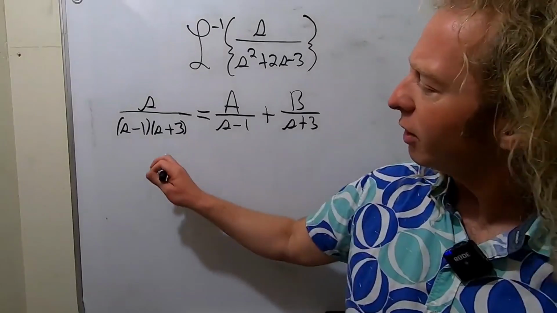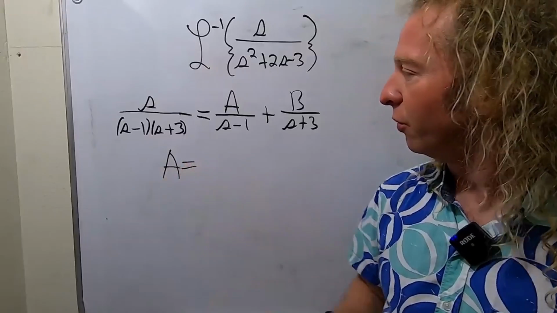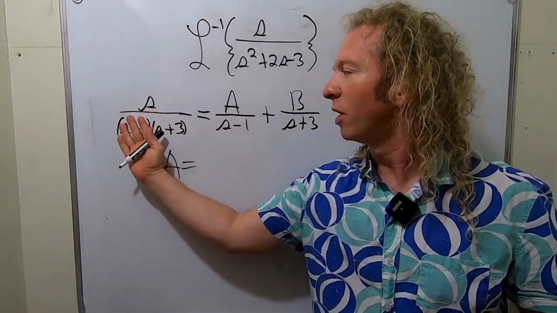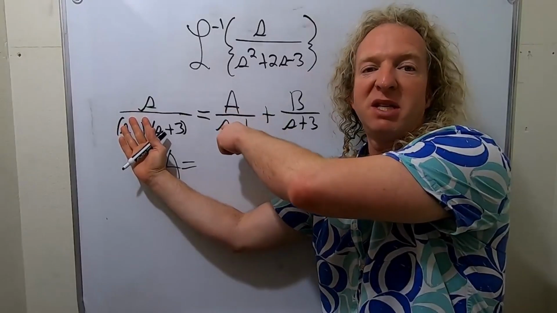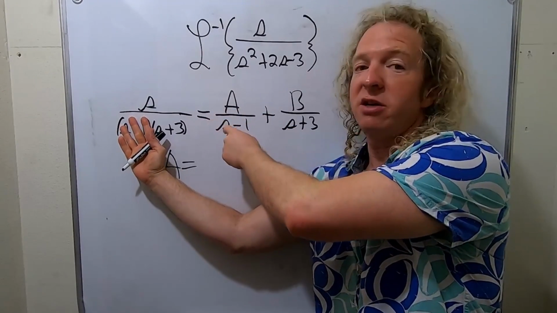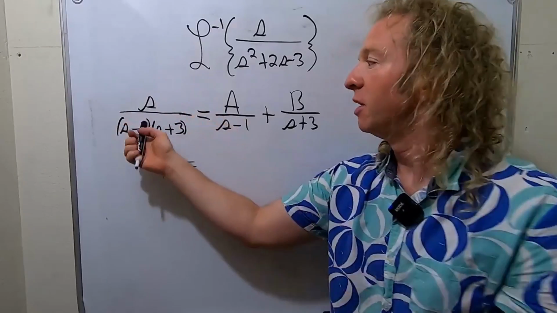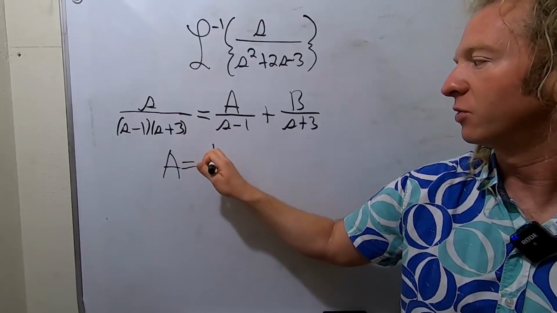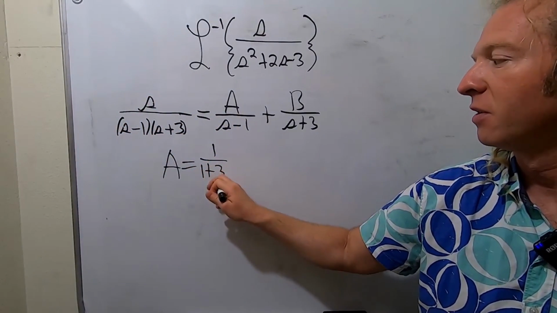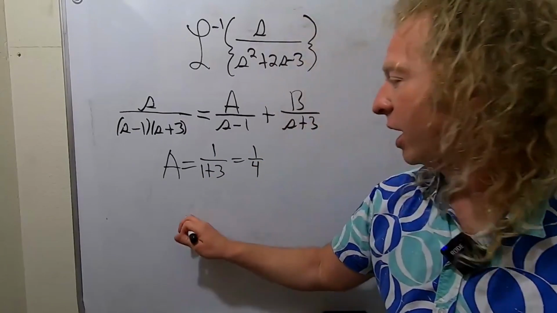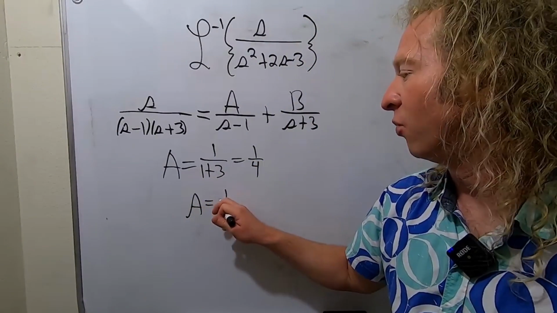Okay, so to find a, you cover up what's under a, so s minus 1. And you say, okay, what makes this piece 0? So 1. If I put a 1 here, it's going to make this bottom piece 0. So you put a 1 everywhere else over here. So it'll be 1 over 1 plus 3. So that's 1 over 4. So that would be your a. So a is equal to 1/4.